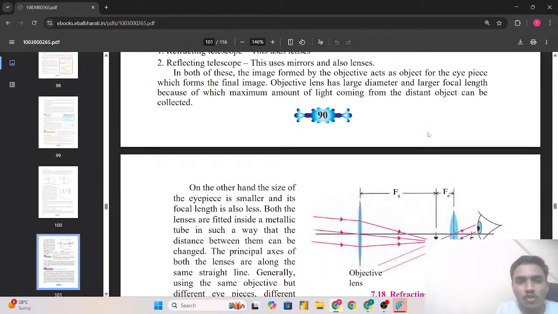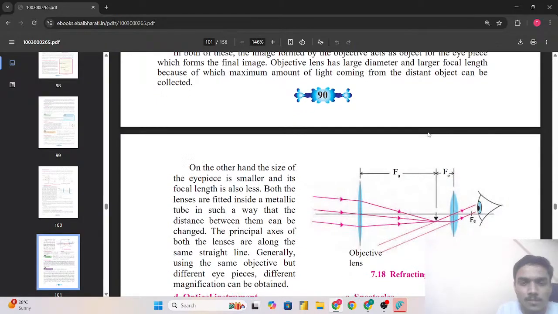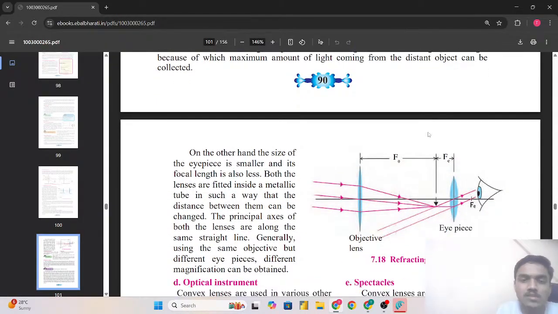So next is that, on the other hand, the size of the eyepiece is smaller and its focal length is also less. Both the lenses are fitted inside a metallic tube in such a way that the distance between them can be changed. The principal axes of both the lenses are along the same straight line. Generally, using the same objective but different eyepieces, different magnification can be obtained.